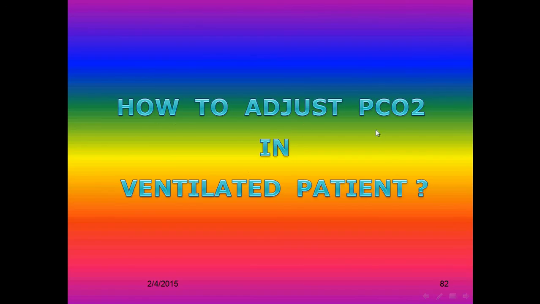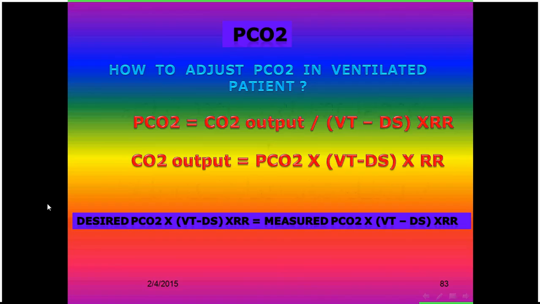How to adjust partial pressure of carbon dioxide in a ventilated patient? We come to the same formula we mentioned before: partial pressure of carbon dioxide equals the carbon dioxide output multiplied by the barometric pressure over the alveolar ventilation. The desired partial pressure of carbon dioxide multiplied by the alveolar ventilation equals the measured carbon dioxide multiplied by the alveolar ventilation. This is the desired, this is the measured. You measure the carbon dioxide.